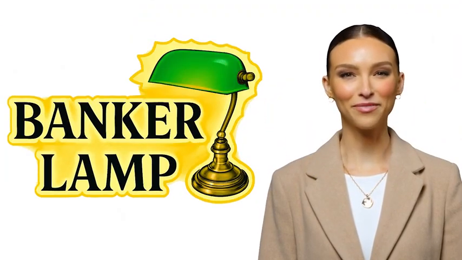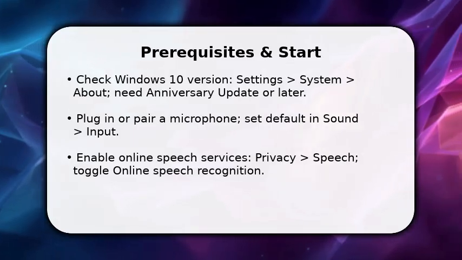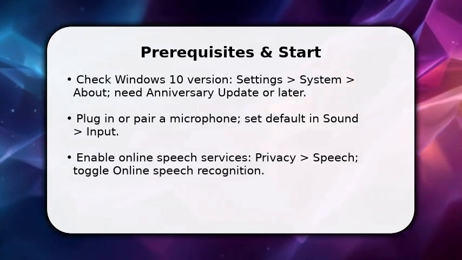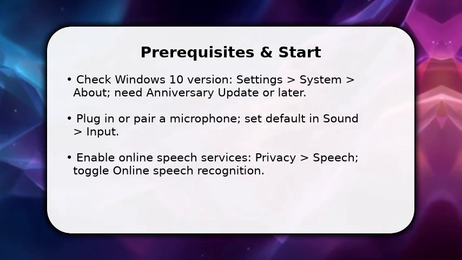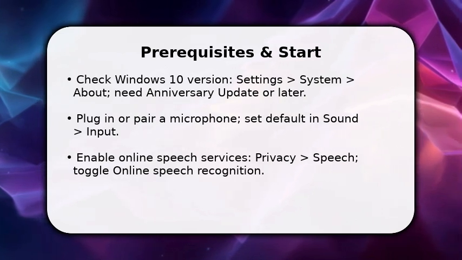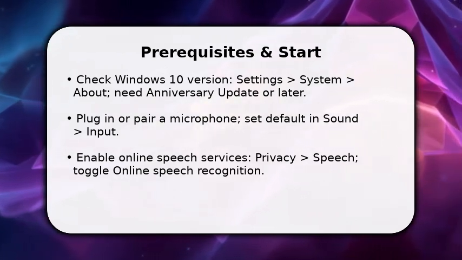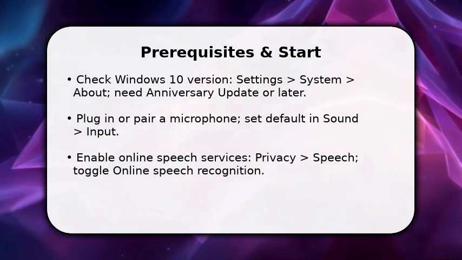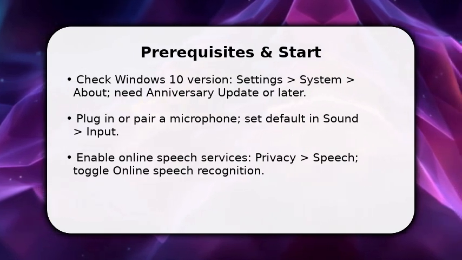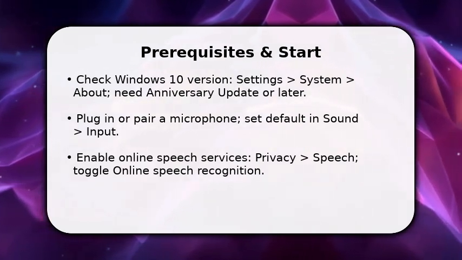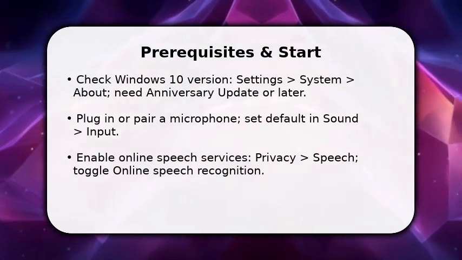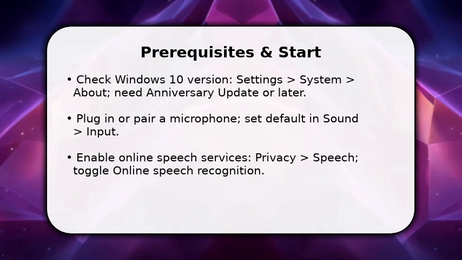Please enjoy the video. You'll begin by confirming prerequisites and starting core settings. First, check your Windows 10 build so speech features are available. Next, connect and select a clear microphone as the default input. You want minimal background noise. Then enable online speech recognition in privacy settings so Windows can process voice commands. Once done, open Settings, Time and Language, Speech to proceed. These steps prepare your device and data flow so the recognition engine works reliably.